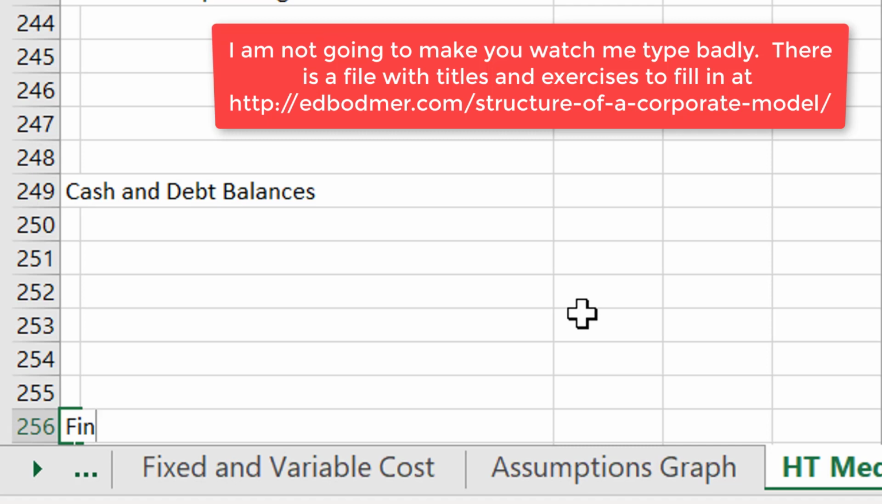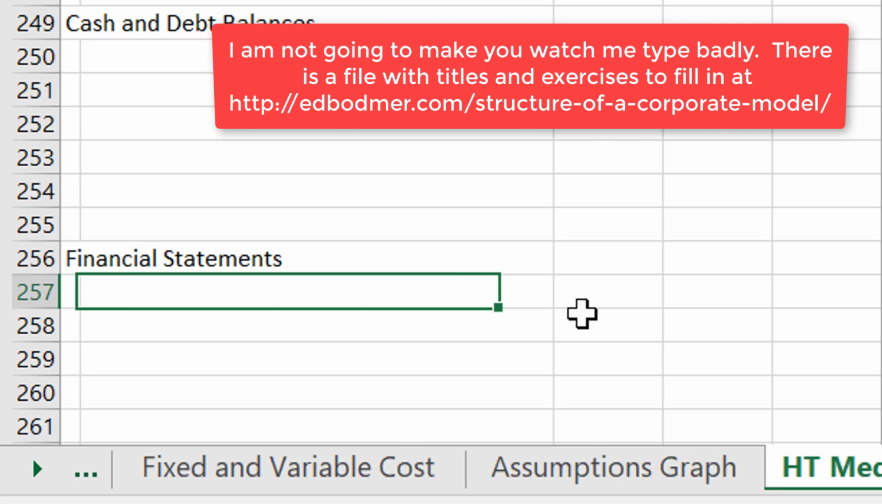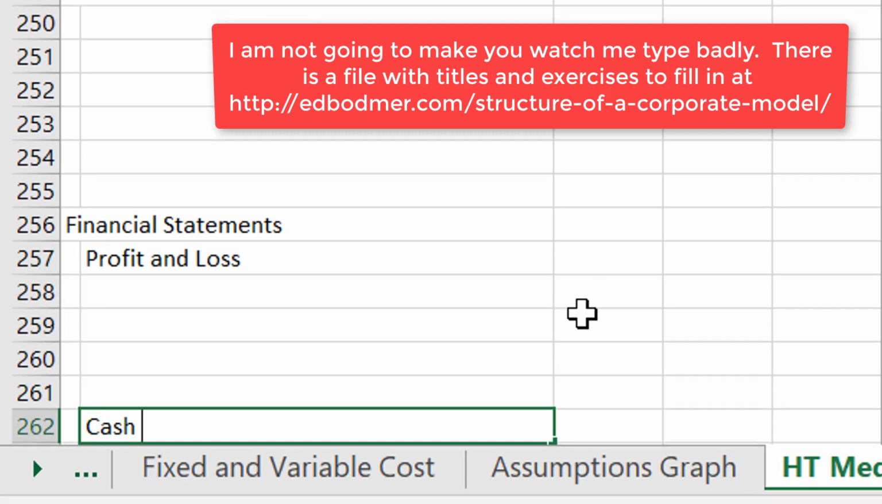For me, this is the big trick. And then when we go down to the financial statements, maybe I'll put it over here, a profit and loss account, and then some cash flow.